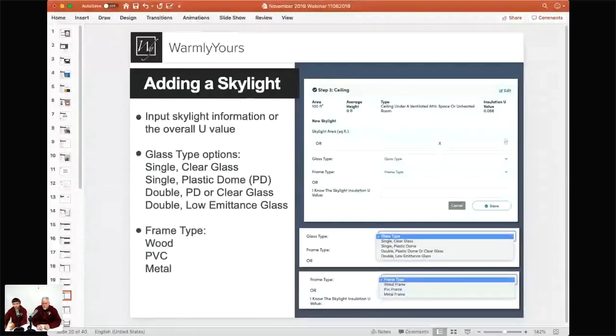But again, if you're buying that brand new skylight and you have a sticker that says right there, U value 0.21 or something, just supply that number, because that's going to be the most accurate information that we can put here.